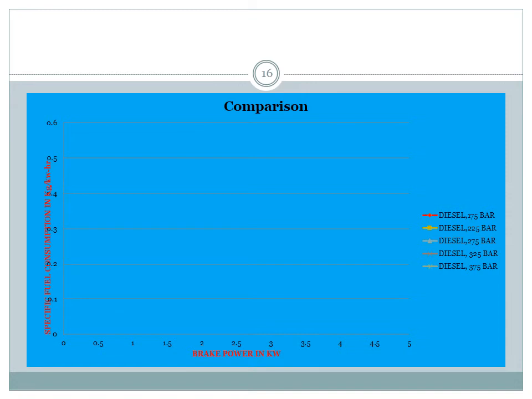This graph is plotted between the specific fuel consumption and brake power at various injection pressures of 175 bar, 225 bar, 275 bar, 325 bar and 375 bar. The figure shows the specific fuel consumption variation with brake power at different injection pressures. As the injection pressure increases, the specific fuel consumption is decreasing, which means that the fuel efficiency is increasing.